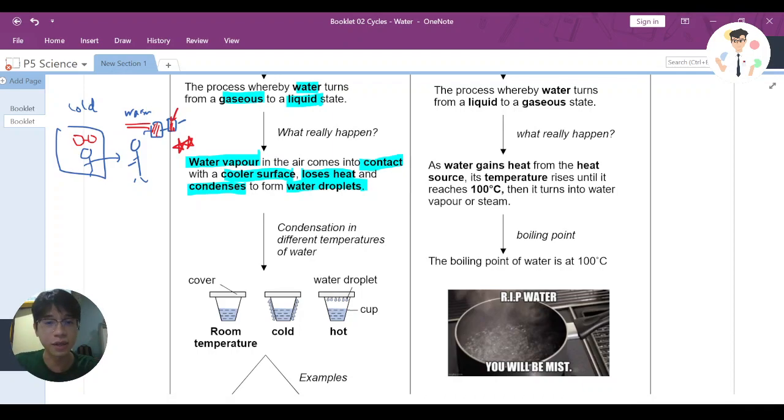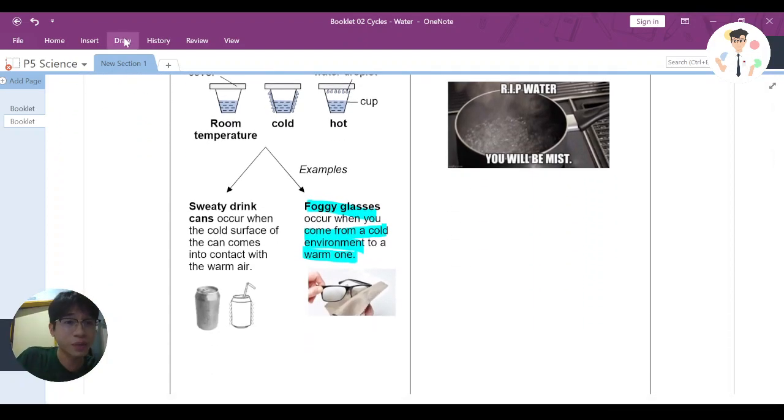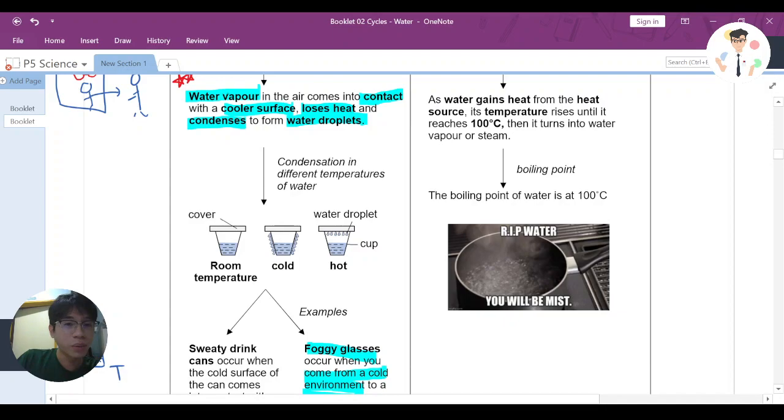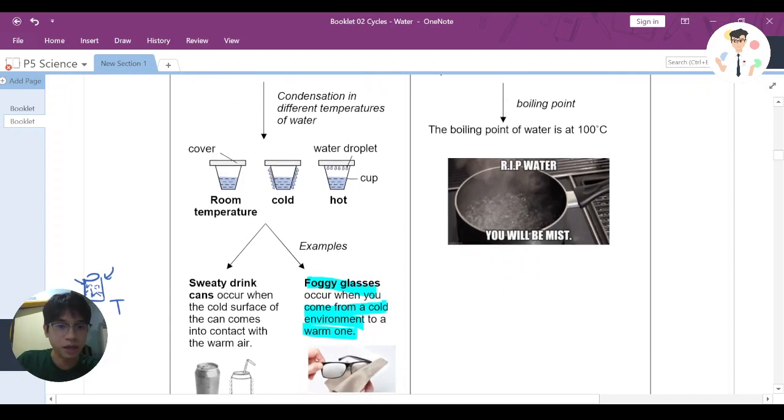There are a lot of cases, and probably you are also familiar with the sweaty drink cans. Sometimes when you bring a can of drink from the fridge and put it on the table, let me just draw here, after a while there are water droplets outside and it becomes wet. You'll be wondering why. If I were to ask you, can you explain that? Again, the warmer water vapor in the air comes into contact with a cooler surface. Which one is the cooler surface? Basically the outer part of the can. The warm air loses heat to it and condenses to form water droplets outside. So it occurs when the cold surface of the can comes in contact with the warm air.